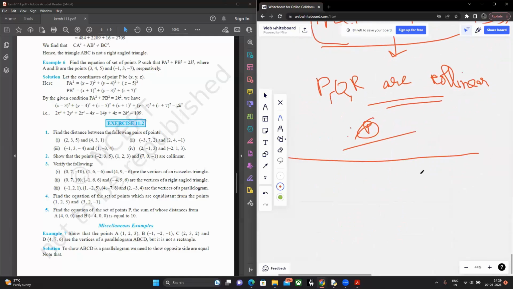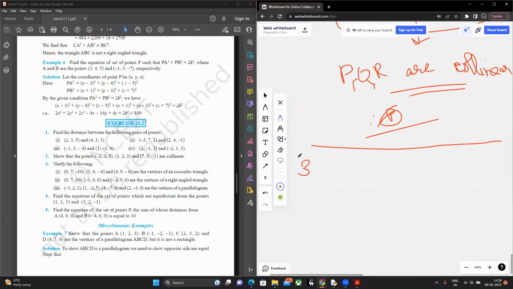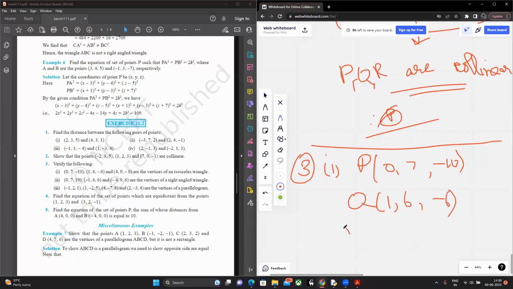Now we go to the third question. Verify the following: that these are the vertices of an isosceles triangle, these are the vertices of a right angle triangle, and these are the vertices of a parallelogram, right? So the first question, you have P of 0, 7, minus 10. You have Q of 1, 6, minus 6. And you have R of 4, 9, minus 6. All right. And you have to verify that these are the vertices of an isosceles triangle.